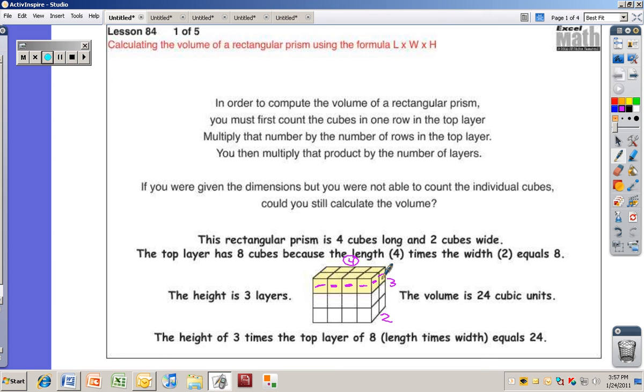And then count how many goes to the back. So you've got 4 here, and there's 2 rows of these 4. So that means you have 8 cubes on the top layer, and then you have 3 layers. So 8 times 3 equals 24. And remember, with volume, many of you forget this, my answer is going to be 24 cubic units, because I'm measuring how many cubes make up this shape. Not how many squares, not a straight line, but how many cubes.